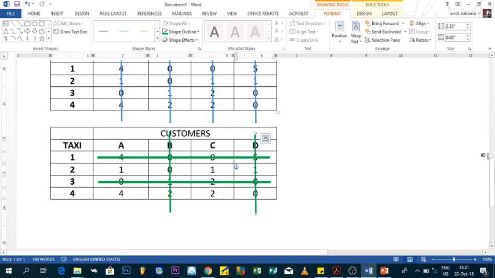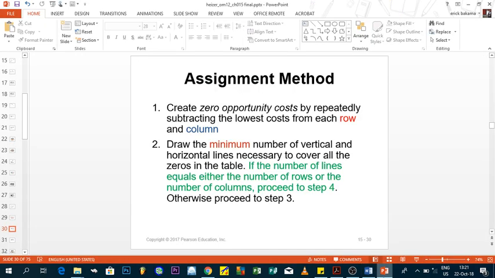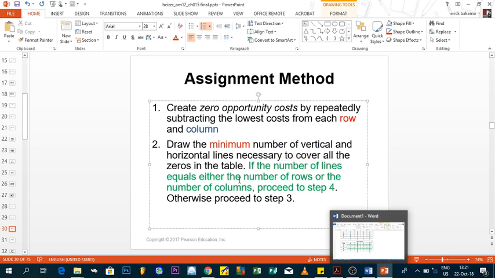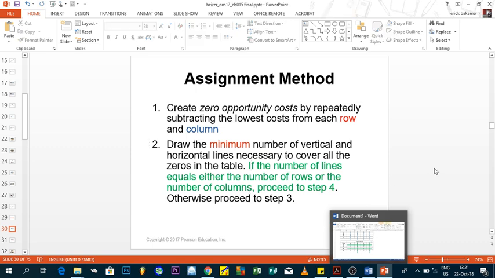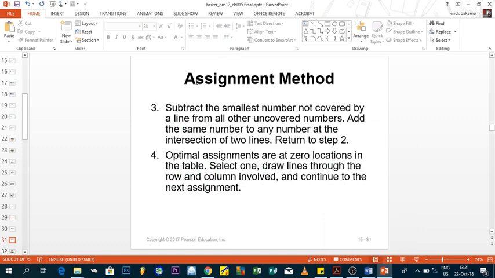Now our table is optimal, and what is it saying? It's saying that if the number of lines equals either the number of rows or columns, then proceed to step 4. So we're not going to step 3, we skip straight to step 4. Step 3 says that we need to subtract the smallest number not covered. This applies only if the table is not optimal, like if I got maybe 3 lines, but I got 4 rows and 4 columns. So we're skipping step 3.